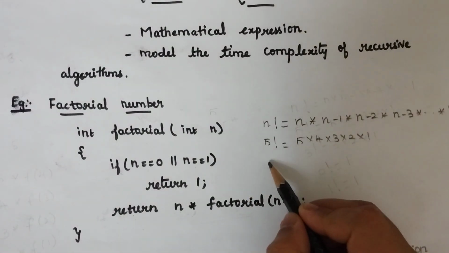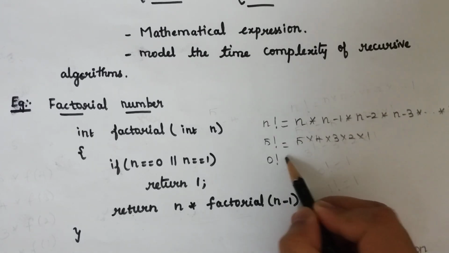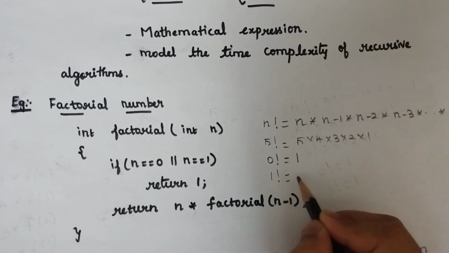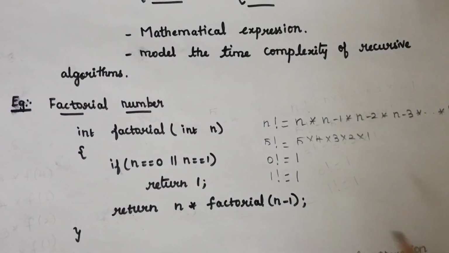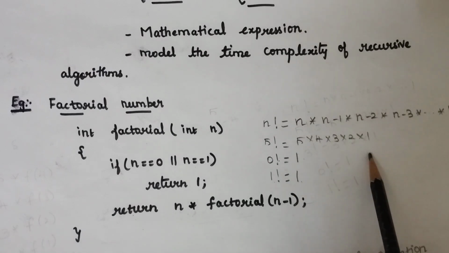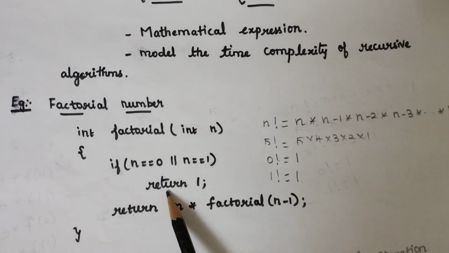And coming to factorial of 0 and factorial of 1: if you take factorial of 0, the result will be 1, and if you take factorial of 1, again the result will be 1. So for factorial of 0 and 1, the result is the same, which is 1. Whereas for the other values, you need to use this formula and you can calculate the factorial of a number. And the same thing I have written here in the form of code.